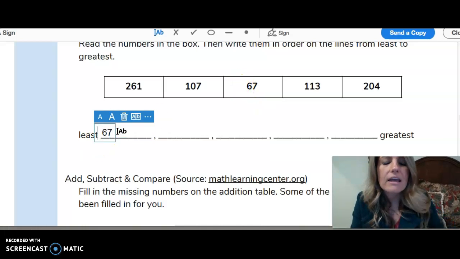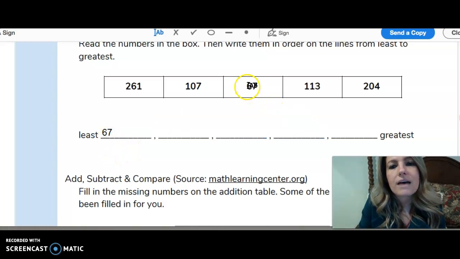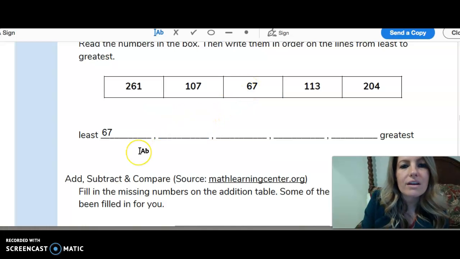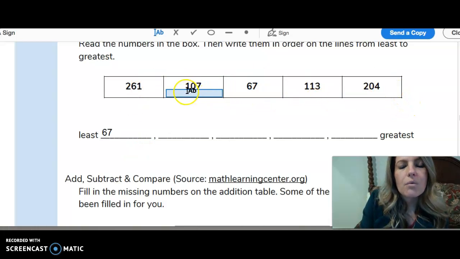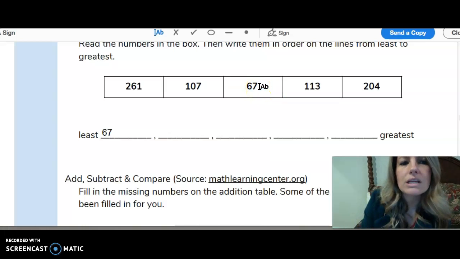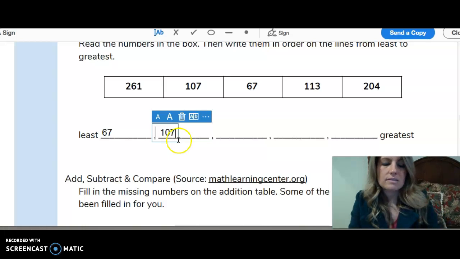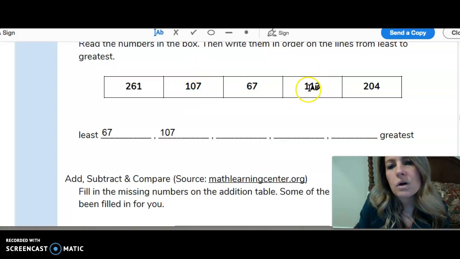So we're starting out with the least or the smallest number, so that's 67. Okay, we're done with 67. Now let's look at our next numbers. Okay, I see this number right here. 107 is the next smallest number. So 67 is the smallest, the least, and 107 is the second smallest. 107 is smaller than 113 because 107 doesn't have any tens.